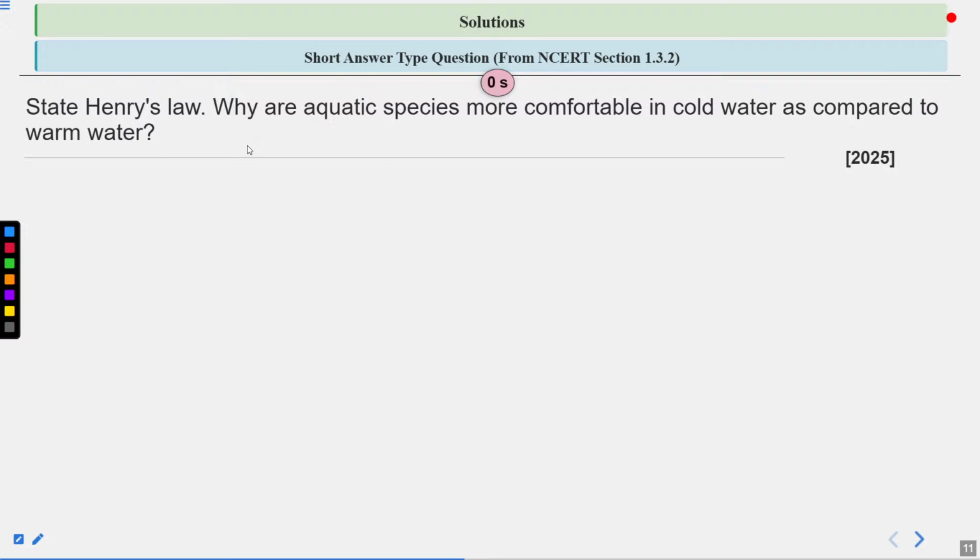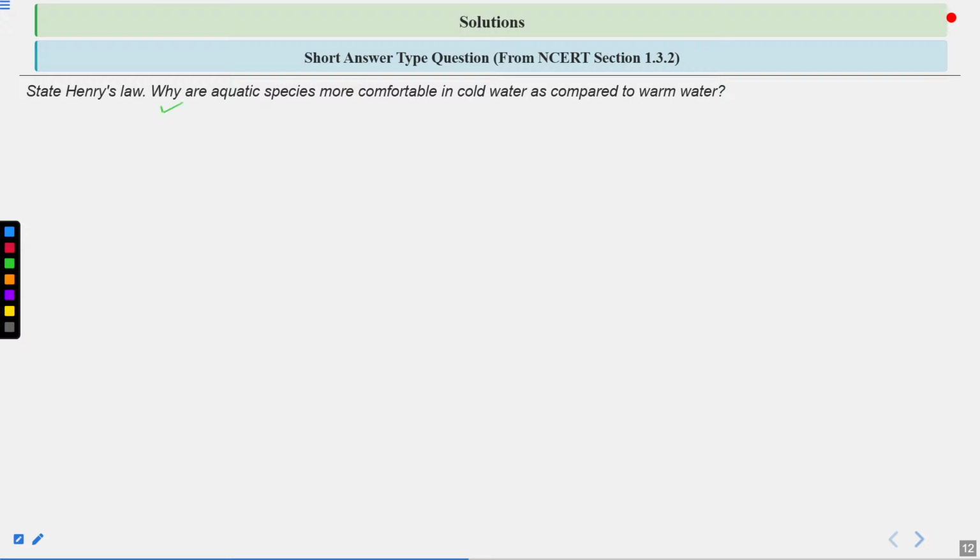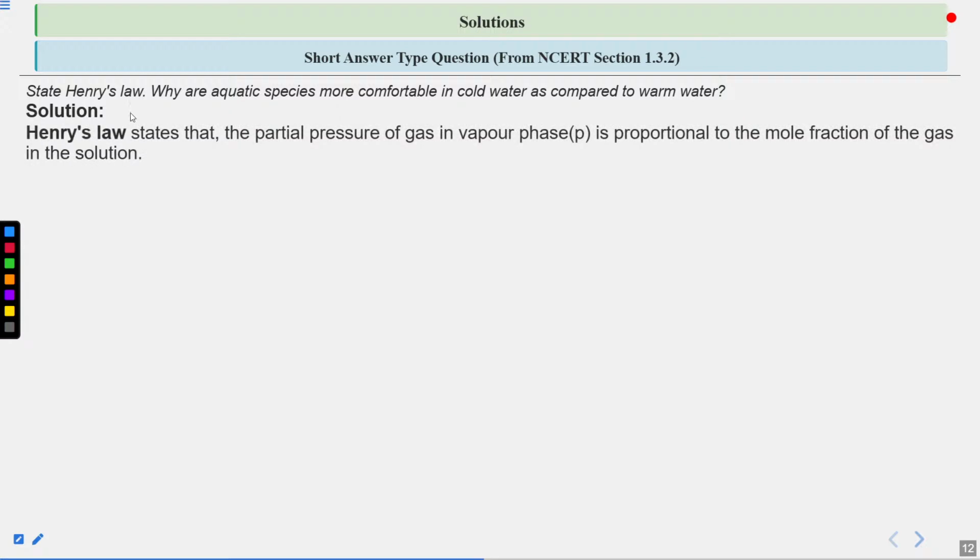Okay, so let's see. For this given question, we have the solution given as, first of all, we define Henry's law. Henry's law states that the partial pressure of a gas in vapor phase is proportional to the mole fraction of the gas in the solution.